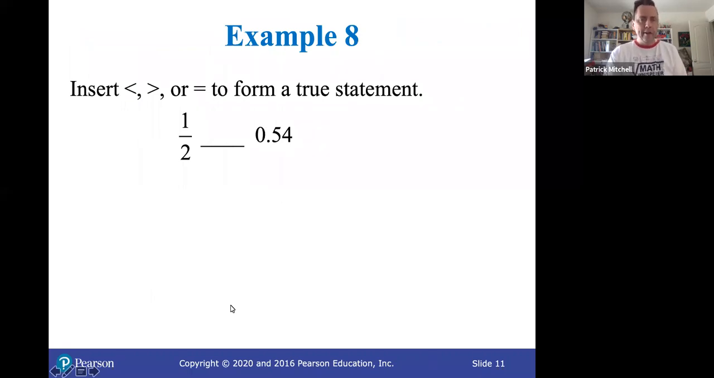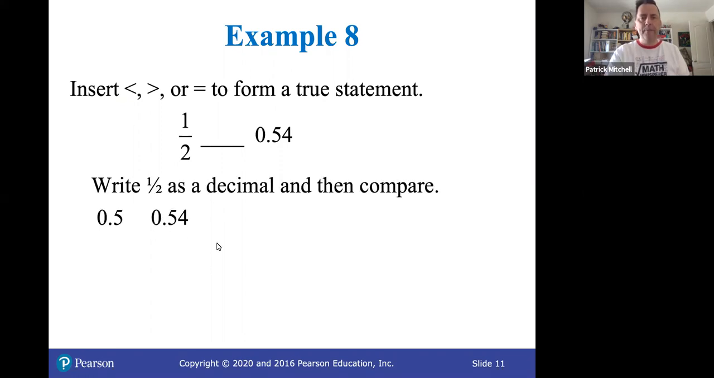All right, insert less than, greater than, or equals to form a true statement. So the two numbers being compared are 1/2 and 5/400. As a decimal, 1/2 is 5/10. So the way I would compare these two, the two zeros are the same, the two fives are the same. However, if I put a 0 on the end of this, 0 is less than 4. Since this number has the smaller hundredths place, the first number is less.